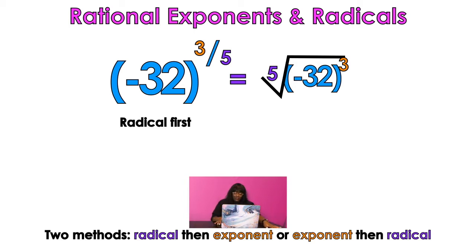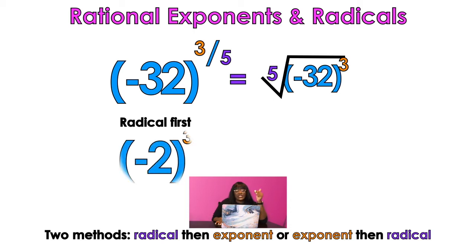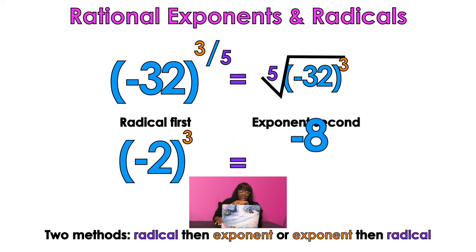I'm going to do the radical first because off the top of my dome, I know what the 5th root of negative 32 is. I know that the 5th root of negative 32 is negative 2. And I'm going to leave the exponent there. So then we're going to do the exponent second. So negative 2 cubed equals negative 8.